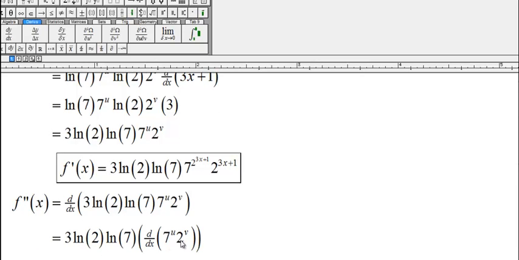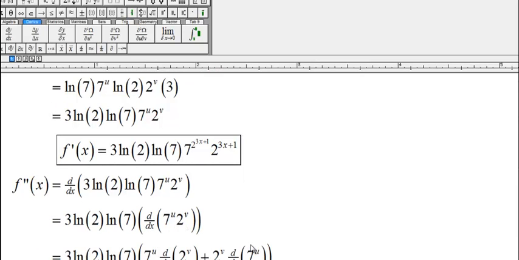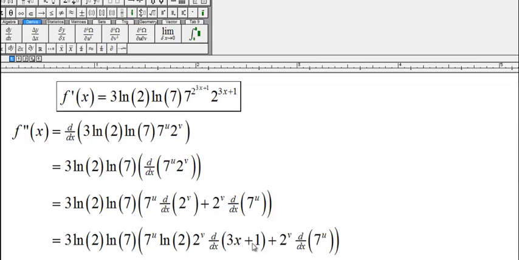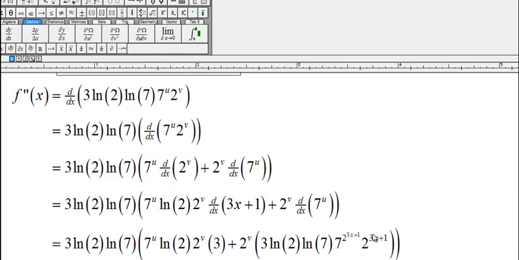Now you see that we have the derivative of a product of two things, so we're going to use the product rule. The first times the derivative of the second plus the second times the derivative of the first. Both of those are exponentials, so we use the exponential rule. The derivative of 2 to the v is ln of 2 times 2 to the v times the derivative of the v. The v was 3x plus 1, so I went ahead and substituted that in here. Then the derivative of 7 to the u, I'm just going to leave it like that for the moment, because in the next step, when I do this derivative of v, it's 3.